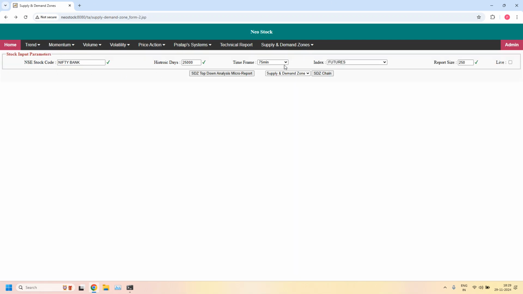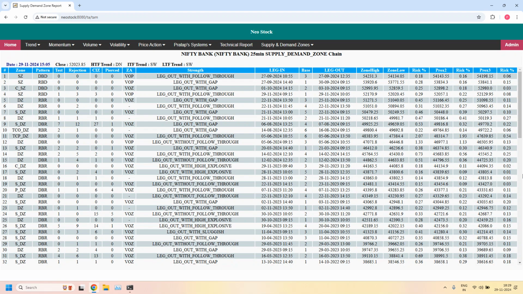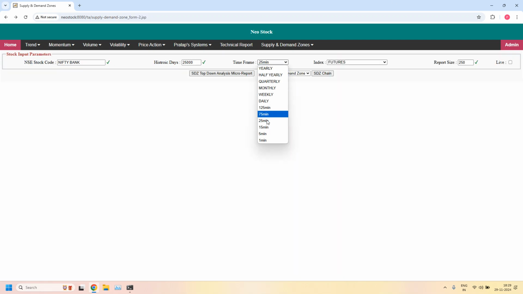Okay, next 25-minute supply demand zone chain for BANKNIFTY. Next 15-minute supply demand zone chain for BANKNIFTY.